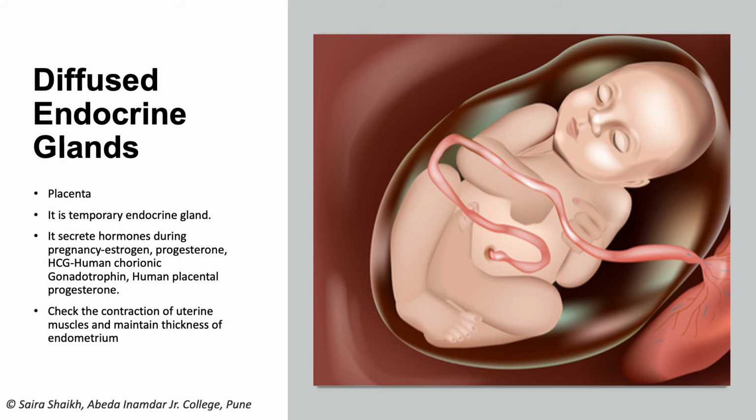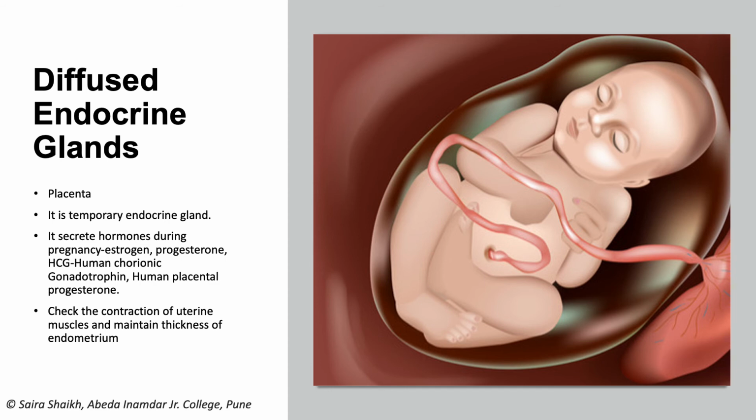It also helps in maintaining the thickness of the endometrium. The endometrium is the innermost layer of the uterus, where different glands are present, and these glands nourish the baby. So the wall of the uterus, that is the endometrium wall, is also maintained because of these hormones.